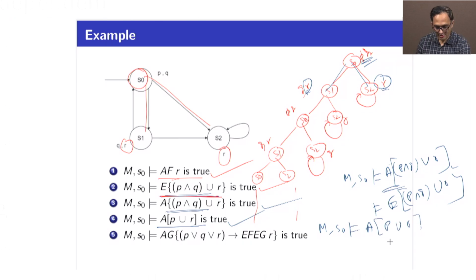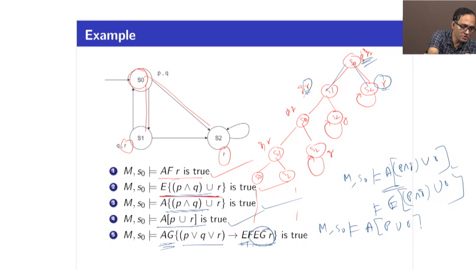The last one is a little bit complicated. What I have written is AG, if P or Q or R holds, implies EF EG R holds. This part is understood: in all paths, globally, in all states, if P or Q or R holds in that state, it implies that from that state there exists a path in which in future EG R holds. What is EG R? EG R means there exists a path in which globally R holds.